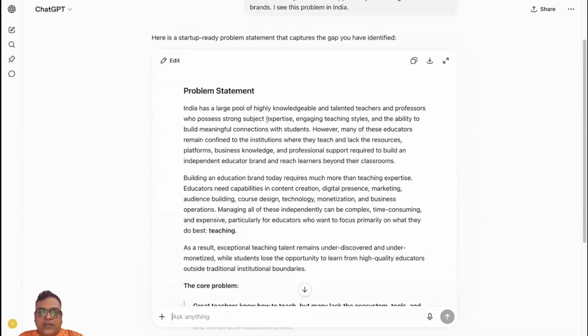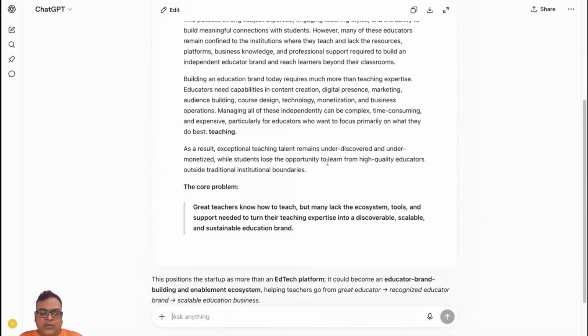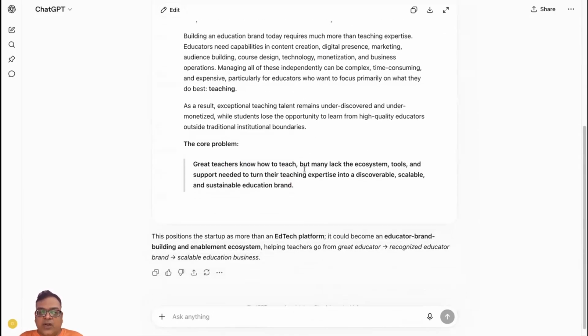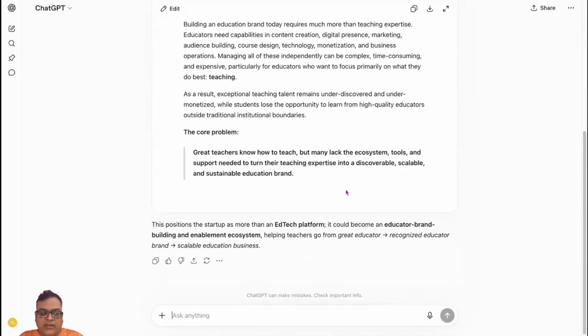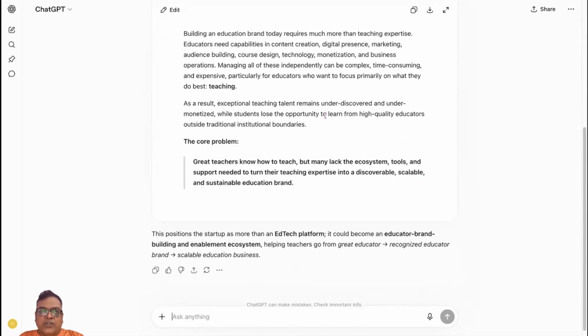See, ChatGPT has presented that India has a large pool of highly knowledgeable, talented teachers. So it's given some kind of background, and then there is a core problem that it has mentioned: great teachers know how to teach, but many lack the ecosystem, tools and support. This is good articulation. Then there's a note that this positions the startup as more than an edtech platform. It could become an education brand. So it has given its own opinion, which is good.